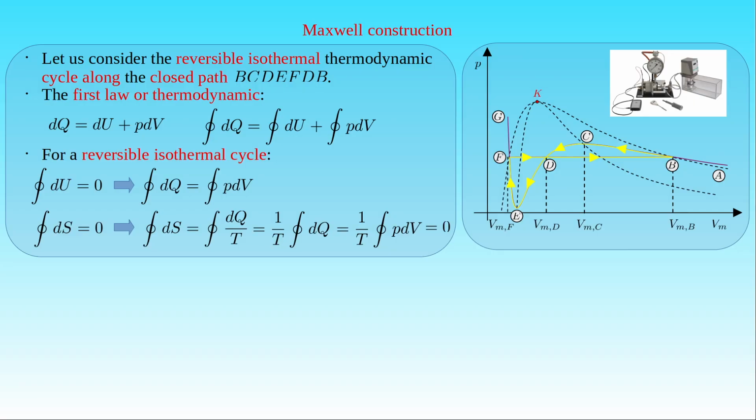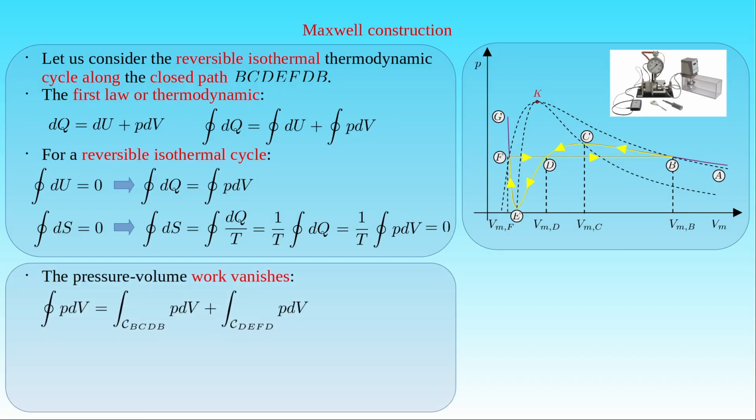Then the result tells us that the pressure-volume work done by or on the system vanishes, where we can break up the path into two branches along which the integration is performed. The first integral is computed along the closed curve B, C, D, B, and the second one along the closed curve D, E, F, D. The sum of these integrals must be equal to 0.